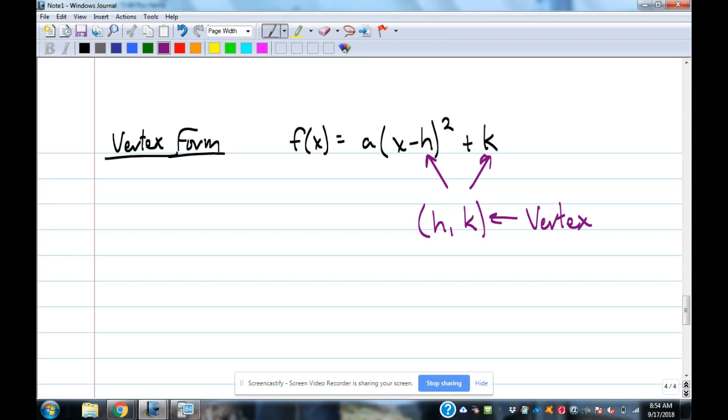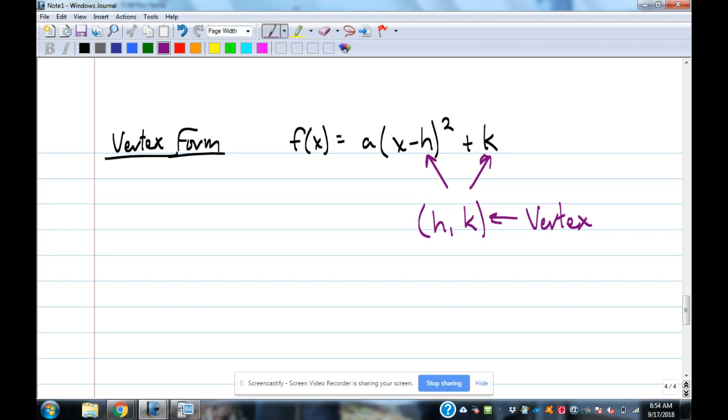Here's how it works. A, same A we've been dealing with the whole time, decides up or down, max or min. Same A. X minus h in parentheses with the squared. That value that's in there, if it's a +3, we're going to take a negative out of it. We're going to do the opposite of whatever's in parentheses, just like you would if you were finding intercepts, when you set those factors. The plus k, we're going to take whatever that is.